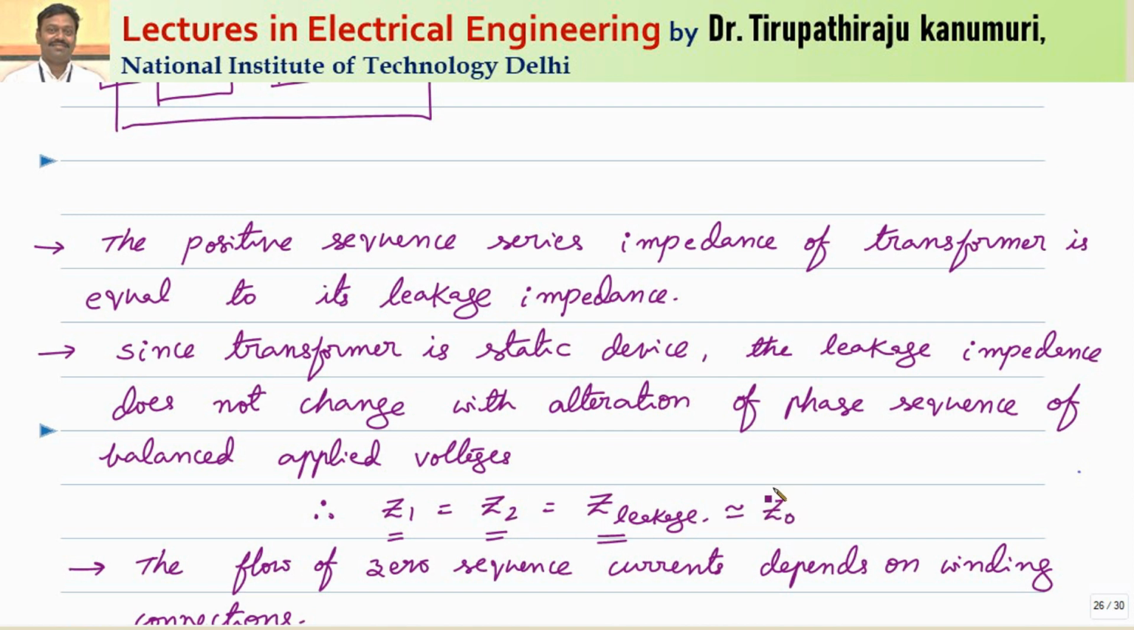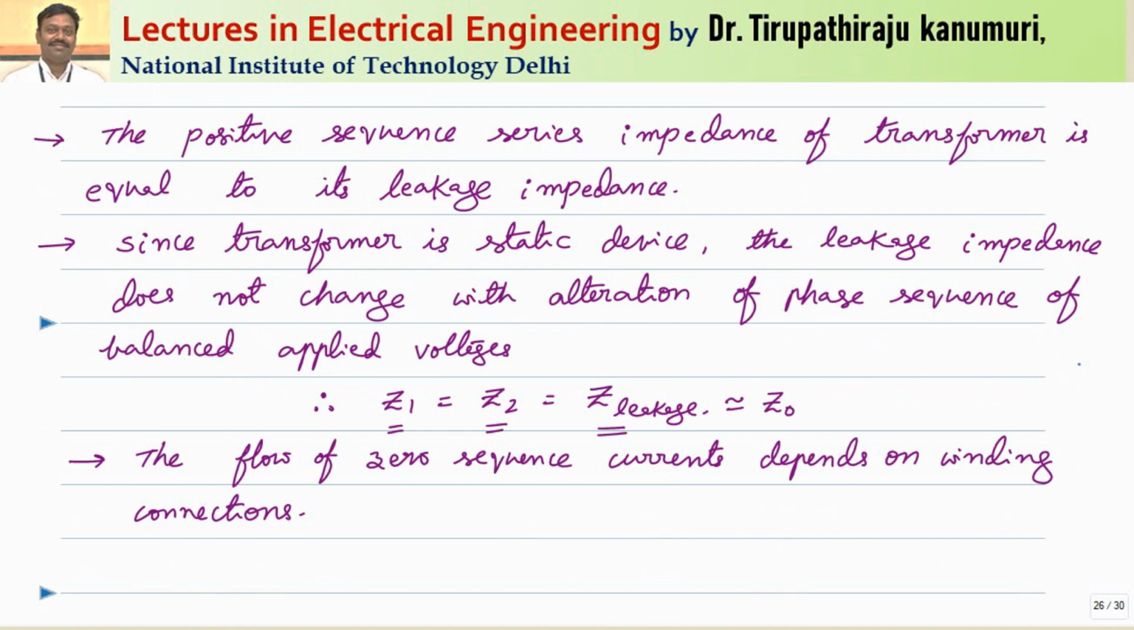And generally the zero sequence impedance of the transformer is a little bit different from positive and negative, but approximately it is nearly equal to the positive and negative sequence impedance only. So in practice we assume that zero sequence impedance is also equal to the leakage impedance only.